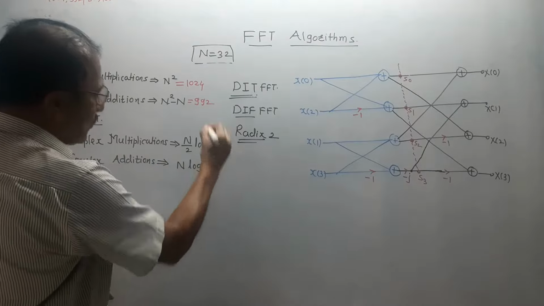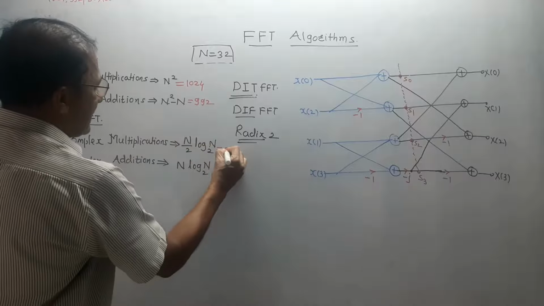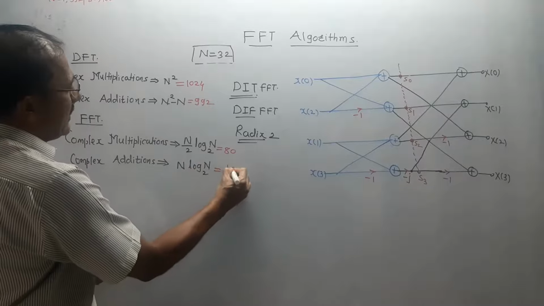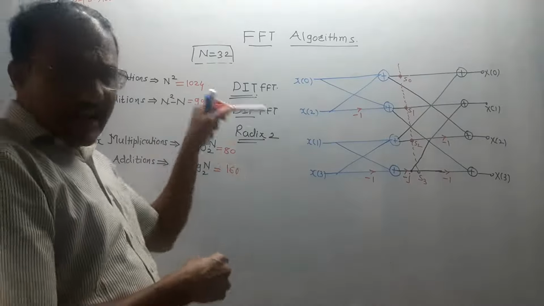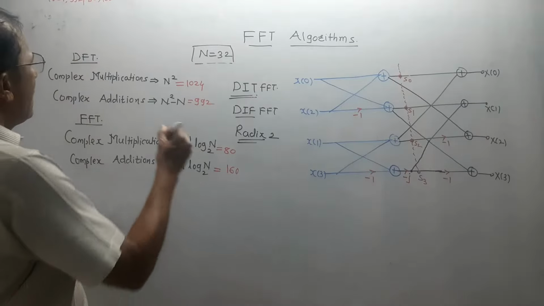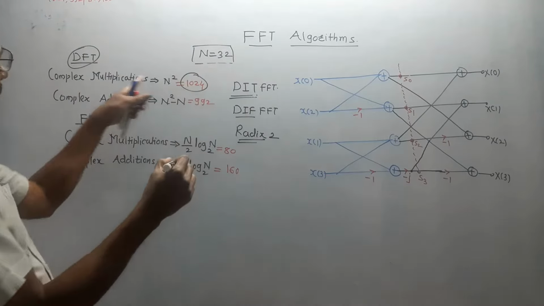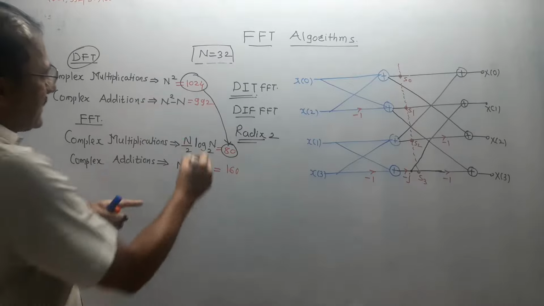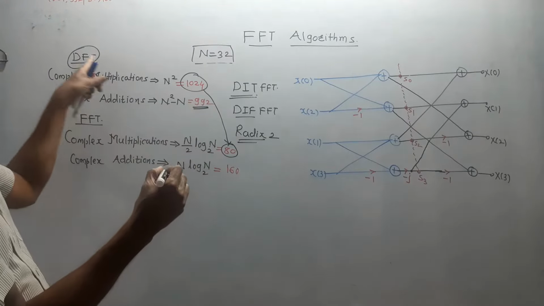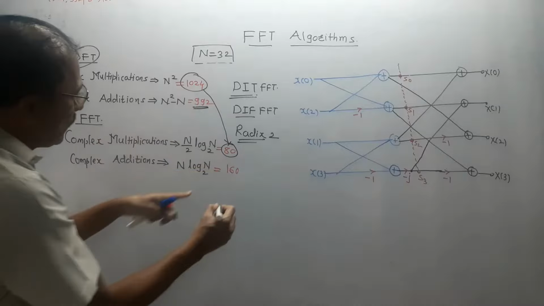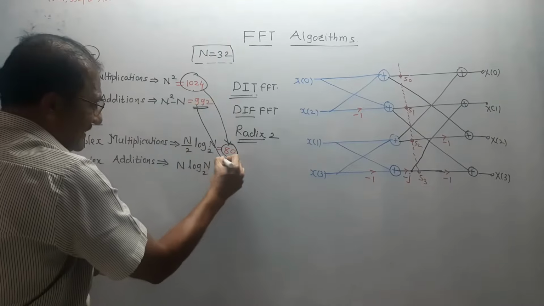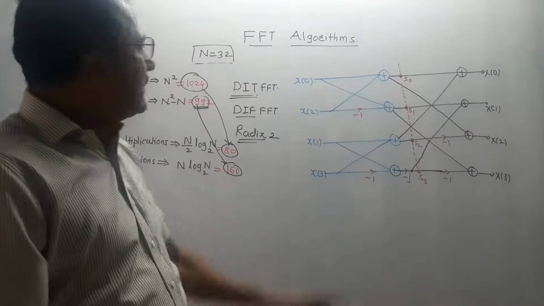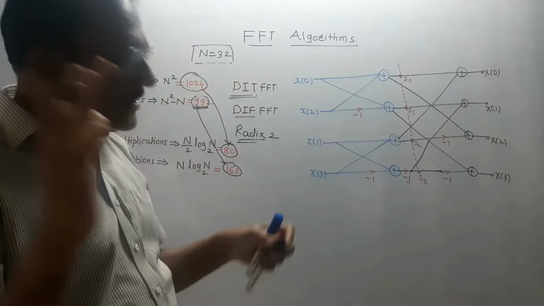So simply again, if you put the values, n equals 32, then this answer is 80, and for the number of complex additions, the formula is n log n to the base 2, it is 160. So this calculation itself proves that if you are using DFT, then 1024 complex multiplications are required, whereas only 80 complex multiplications are required with FFT. Same thing is for complex additions. For DFT, 992 complex additions are required, while if you are using FFT, 160 complex additions are required. So the required number of calculations is drastically reduced. That's why it is Fast Fourier Transformation.